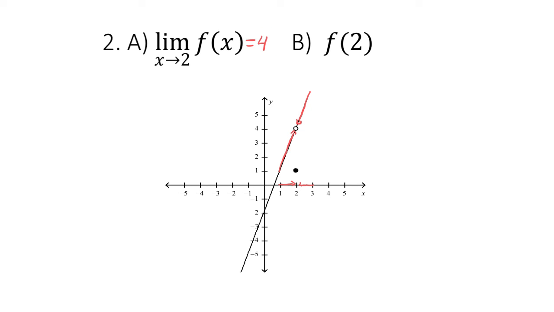And then part B asks, what is the value of f of 2? Pause the video and see if you can find this value on your own. Okay, when we're talking about f at 2, we're talking about the closed defined point at (2, 1). So when x is 2, the value of f is 1.